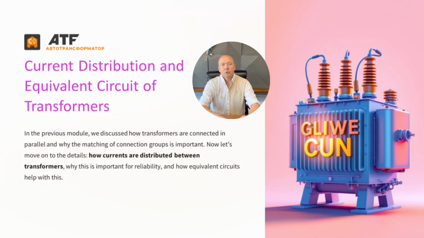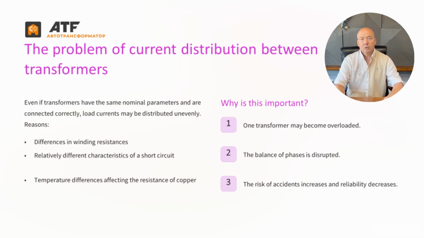In the previous module, we explained how to connect transformers in parallel and why the connection group must match. Now we go further. We'll examine how load currents are distributed between transformers, why imbalances occur, and how equivalent circuit models help engineers analyze transformer behavior. The problem of unequal current sharing.